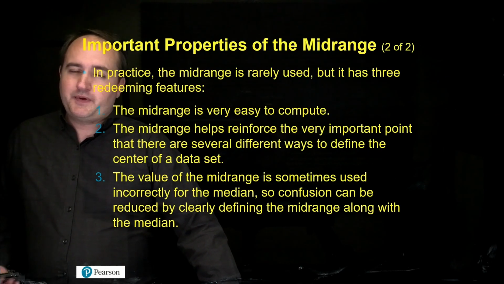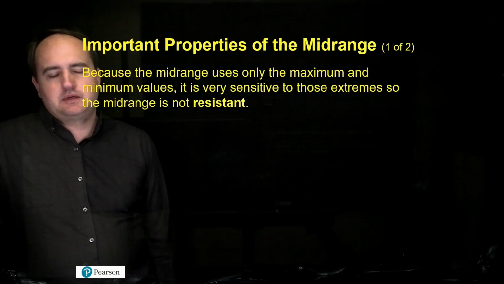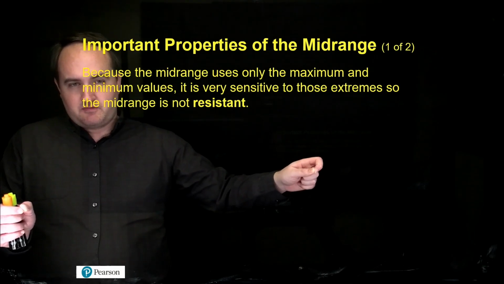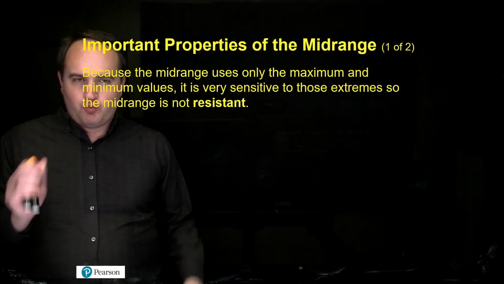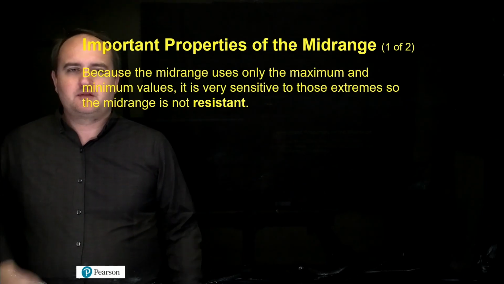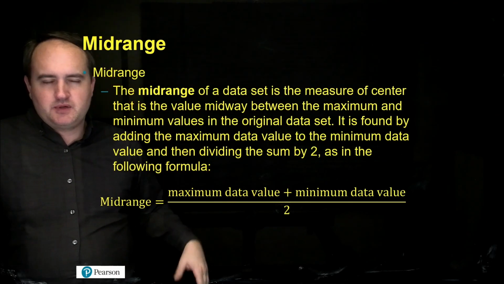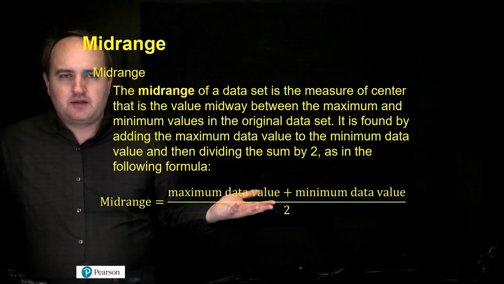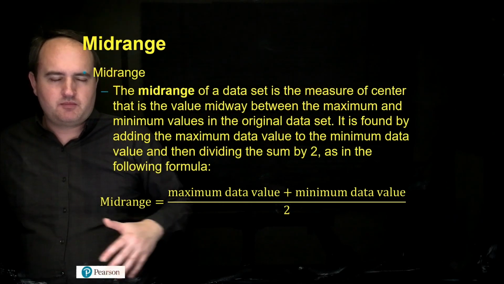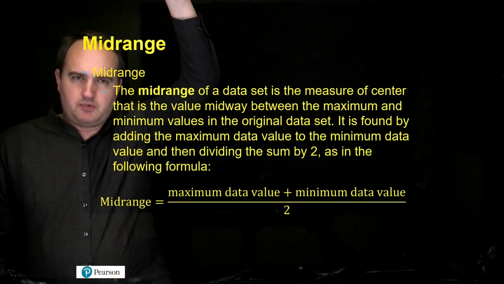Okay, but obviously the elephant in the room is that the mid-range is not resistant at all. If you have the minimum value, the smallest data value, and the maximum value, the largest data value, and one or both of those are outliers, then it can hugely affect the mid-range because you're only looking at the minimum and the maximum. So for the mid-range to even be useful, you really shouldn't have any outliers. Because if you have a really high maximum or a really low minimum that's an outlier away from all the other data values, the mid-range is going to move up a lot or move down a lot.